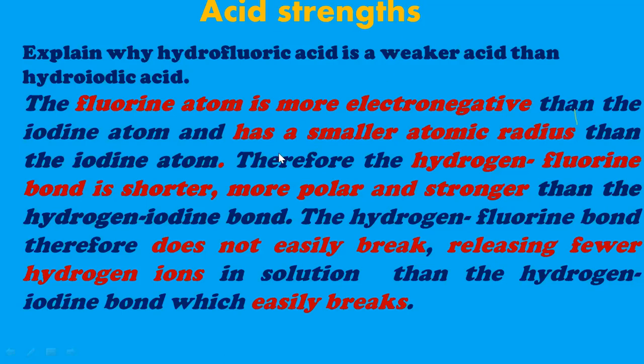The fluorine atom is more electronegative than the iodine atom and has a smaller atomic radius than the iodine atom. Therefore, the hydrogen-fluorine bond is shorter, more polar, and stronger than the hydrogen-iodine bond. The hydrogen-fluorine bond, therefore, does not easily break, releasing fewer hydrogen ions in solution than the hydrogen-iodine bond, which easily breaks. That's very correct.